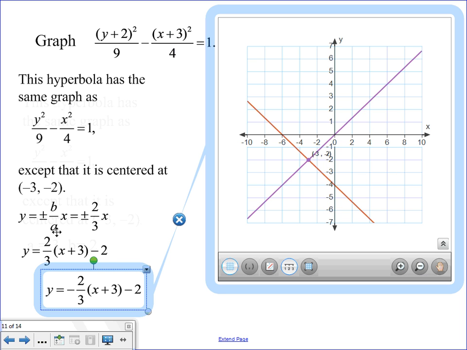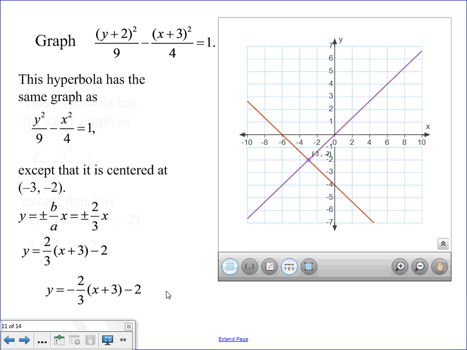Okay, so where are my vertices going to be on this one? If I want to graph this one, I have to put my vertices on there. So is this graph going to open up, down, left, or right? Well, I know my a value is 3, right? This is a equals 3, b equals 2. Okay, so I need to go up.